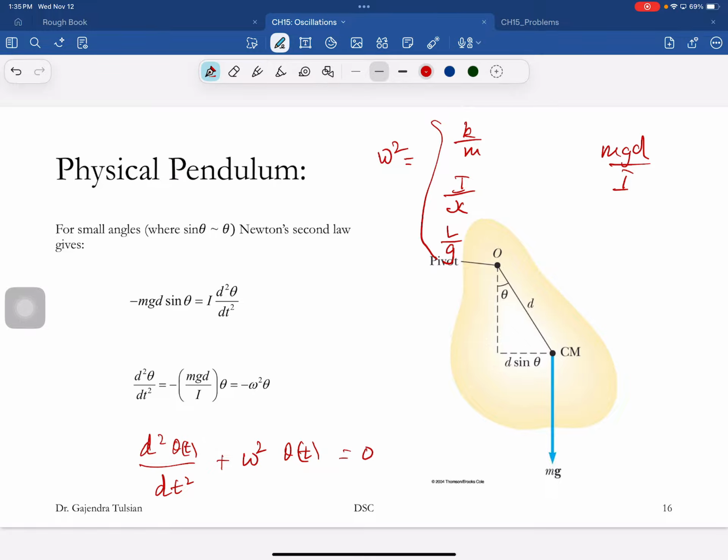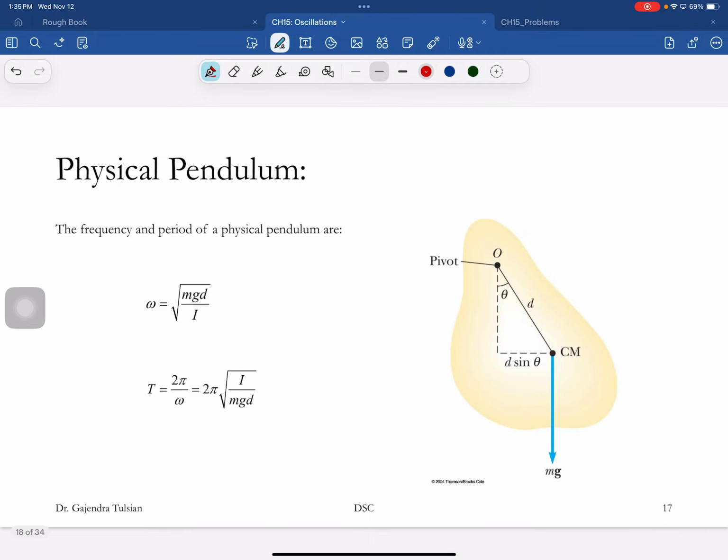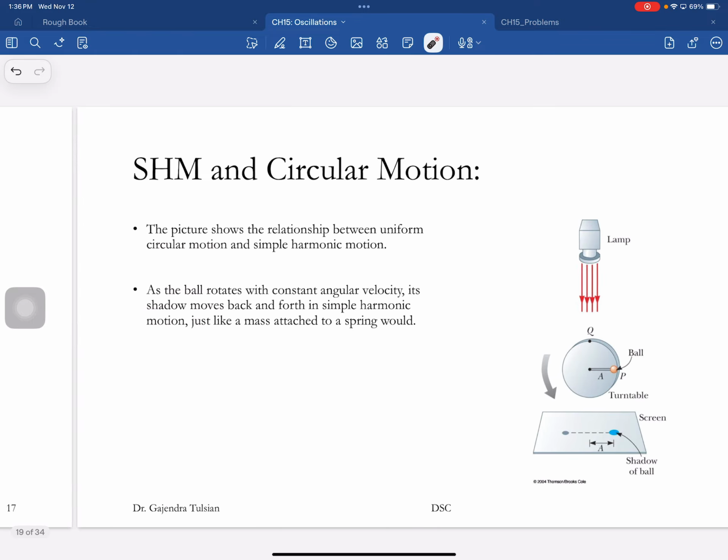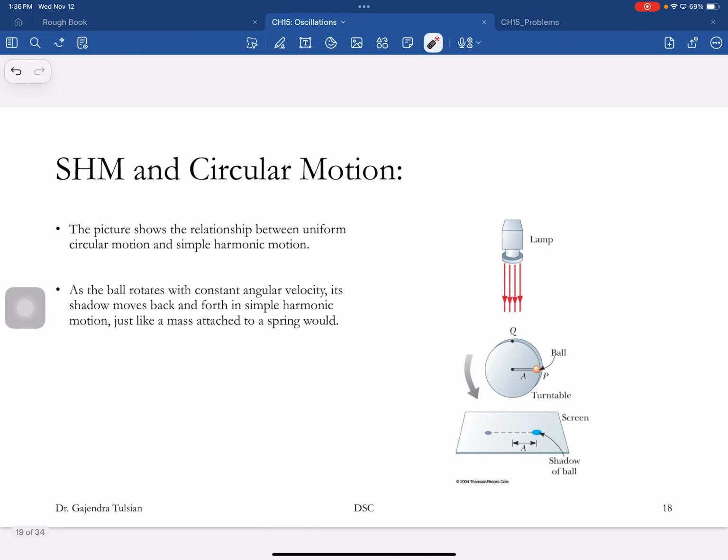That's it. All right, so the period for this was 2π√(I/mgd). And again, this is not of just academic interest. You can calculate the gait of an animal. Your leg is sort of a physical pendulum, okay? And you can calculate the walking speed of an animal doing that, okay?